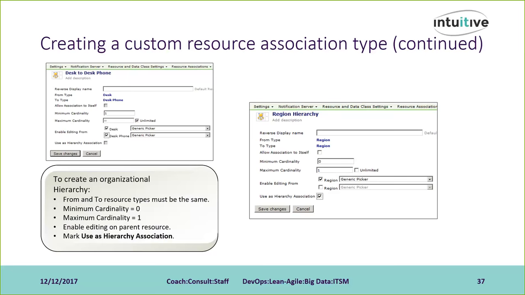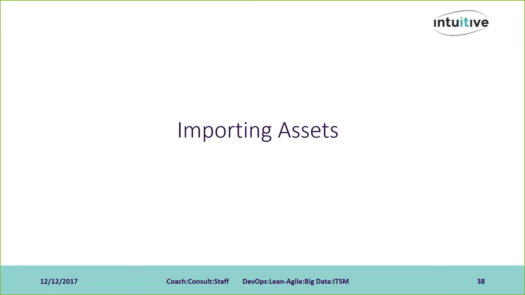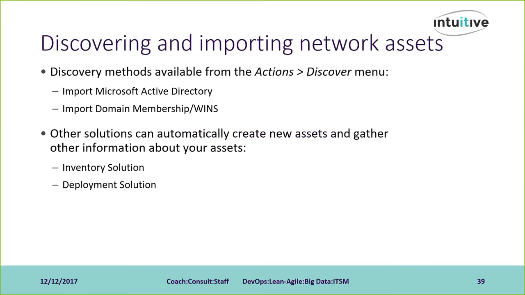Okay, let's go over the different ways now to add assets that can be imported into the CMDB. So, discovering and importing network assets, there are a couple of methods that we use to do that. The Symantec Management Platform provides essentially 2 automated discovery methods for importing assets that are in your network. Both of these methods are found in the console under the Actions Discover menu.